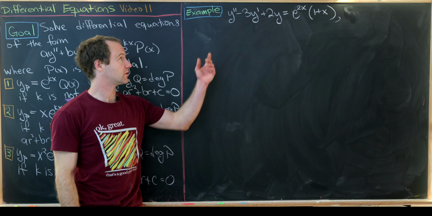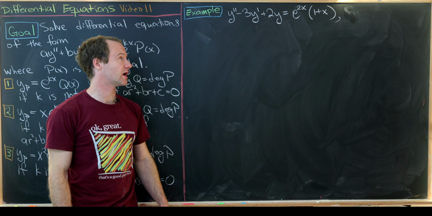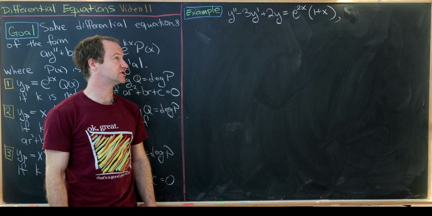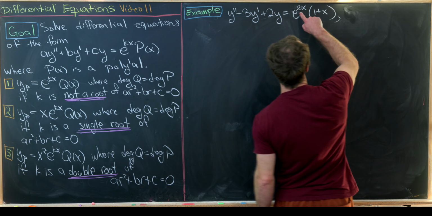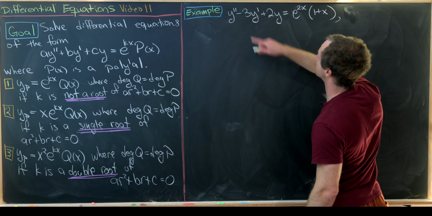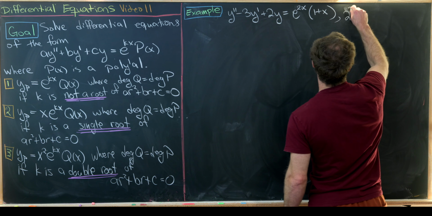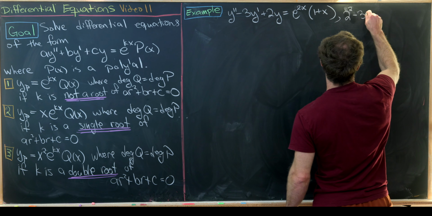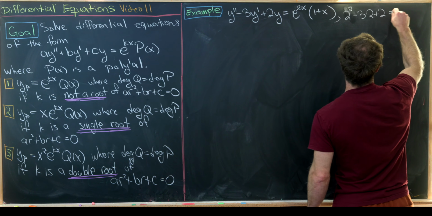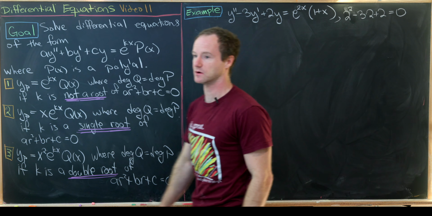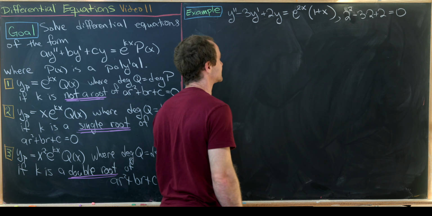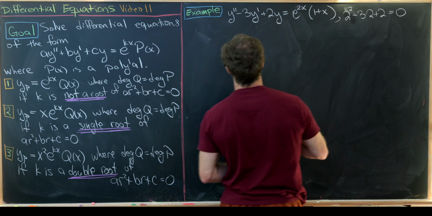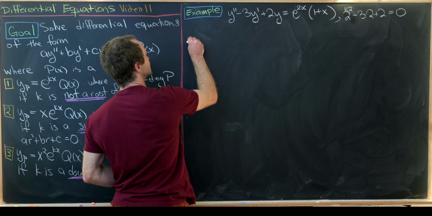Now let's look at an example. We have y double prime minus 3y prime plus 2y equals e to the 2x times 1 plus x. And we can check that this number 2 is a root of the corresponding polynomial. 2 squared minus 3 times 2 plus 2 is in fact 0, but it's not a double root. But the fact that it's a root at all tells us we should probably look at the polynomial more in depth. So let's do that.